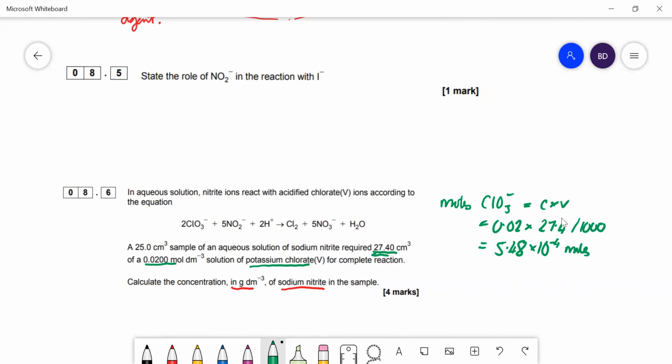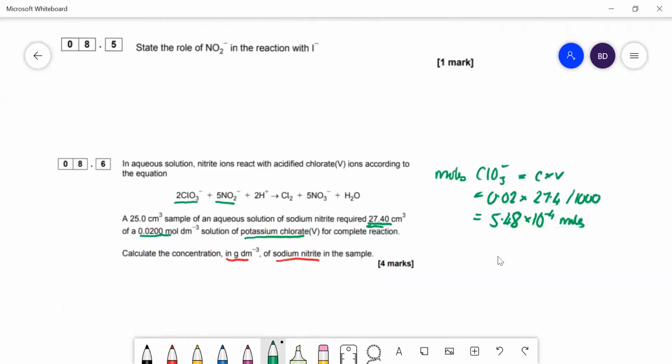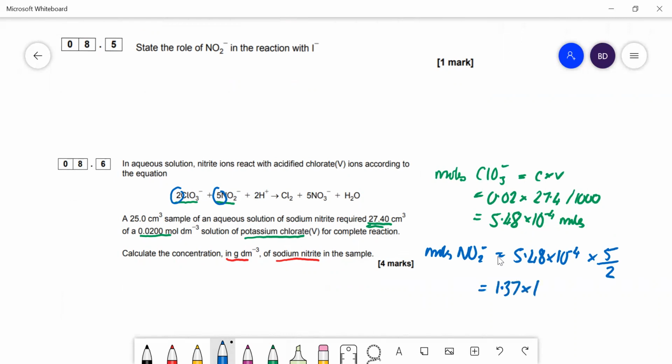So how many moles of nitrite is that? 2 moles of chlorate react with 5 moles of nitrite. So therefore the moles of nitrite are going to be 5.48 times 10 to the minus 4, that's the moles of chlorate, multiplied by 5 over 2. Okay, and that gives us 1.37 times 10 to the minus 3 moles of nitrite.